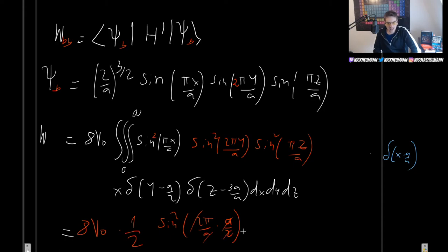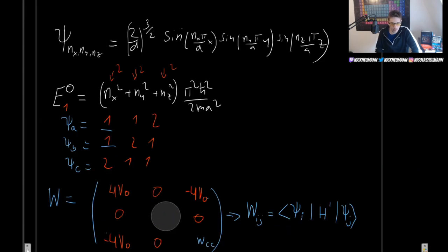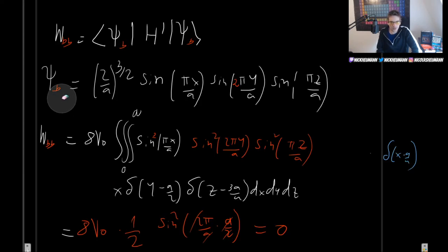We get that psi bb, which I didn't write down there, sorry, psi bb is going to be 0 because it has a sine of pi, right, which is 0. All right, that was pretty easy. We're getting a lot of zeros here. Let's now go for psi cc.